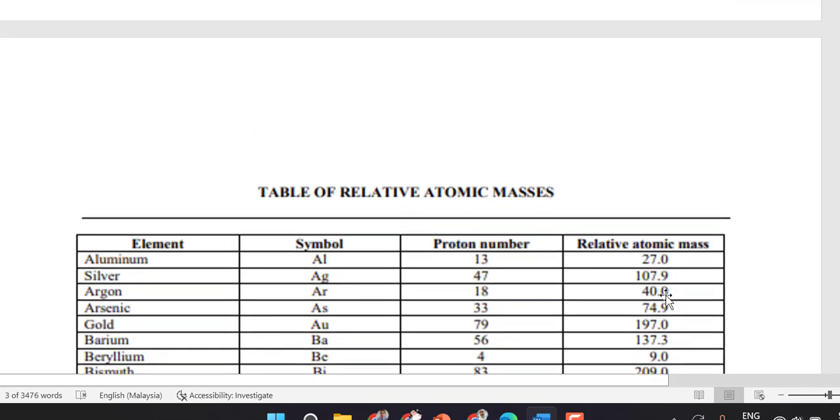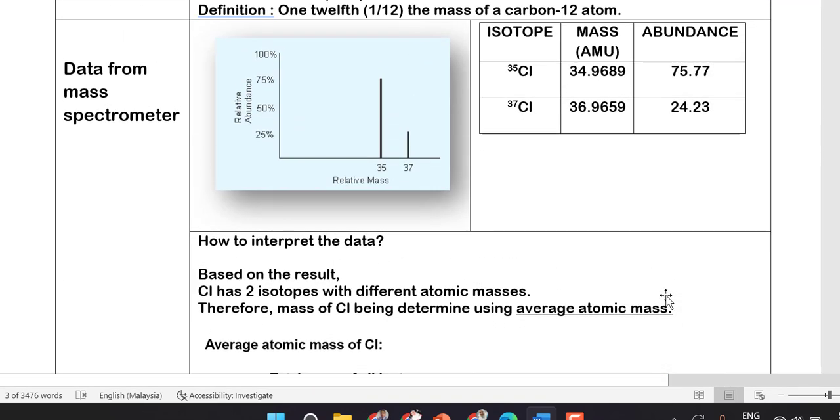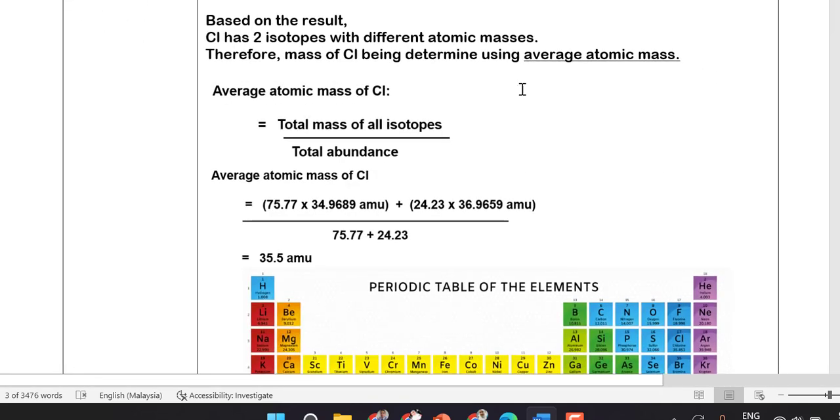Okay. So once again, when I put a 100% sample of chlorine, I found that chlorine has two different masses, 35 and 37. How much chlorine with the mass of 35? 75.77. How much chlorine with the mass of 37? 24.23. So how much does chlorine weigh? So what is the mass of chlorine? So nak cakap macam mana mass chlorine ni? So that's why kita cari average. So we are going to use this value.